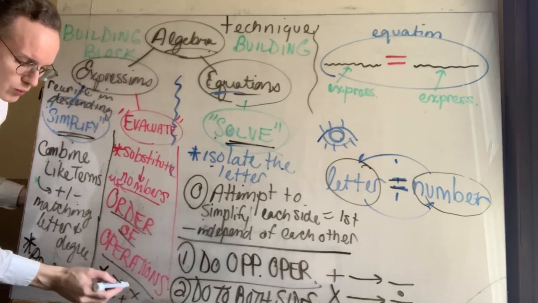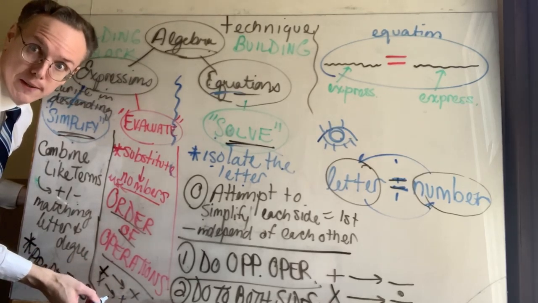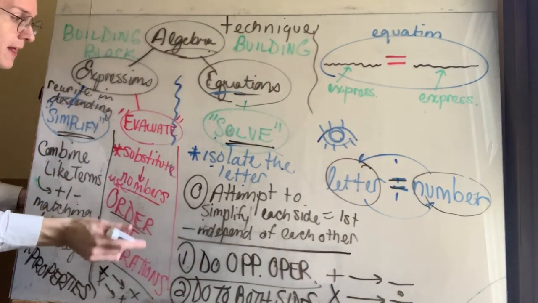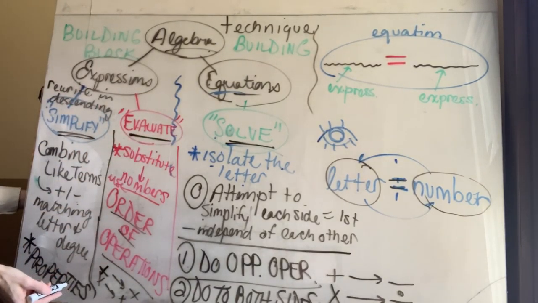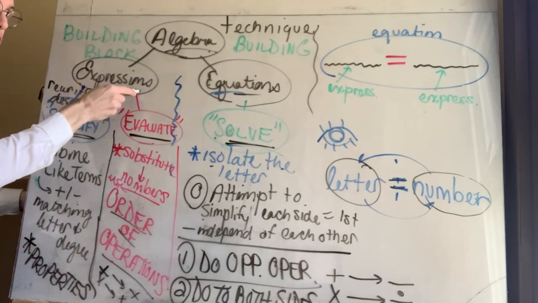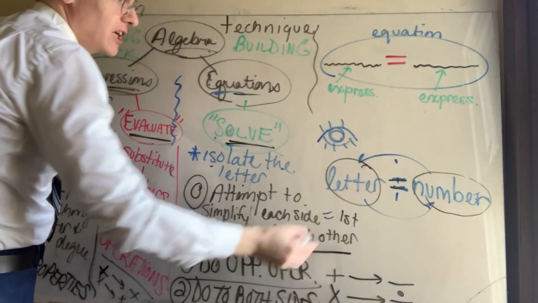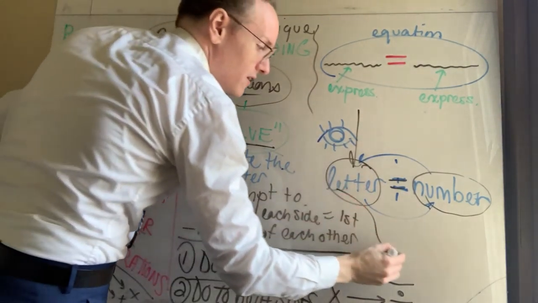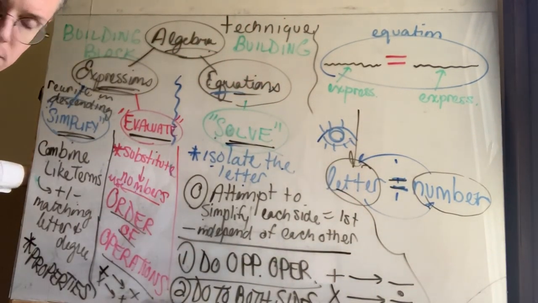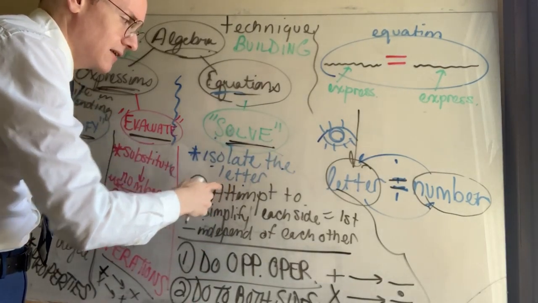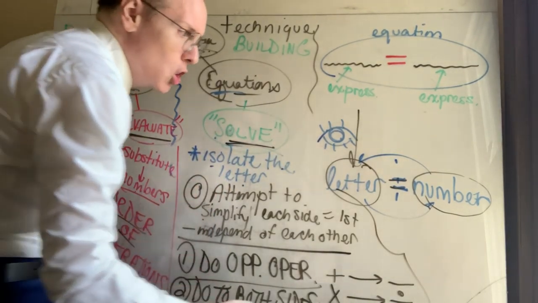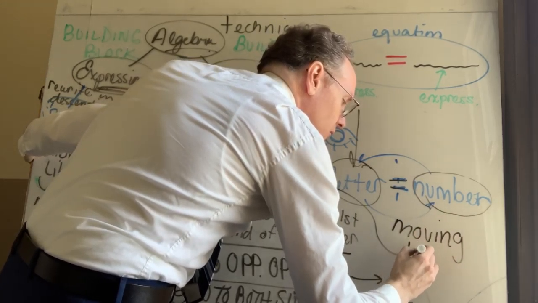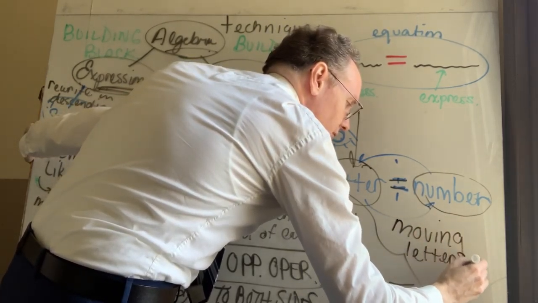If you see adding, you add. If you see multiplying, you multiply. You do the operation as they are given to you, right? That's evaluating an algebraic expression. That's if you're sticking with just one side. When you're trying to do this stuff with the goal of isolating the variable, the letter, you're moving things around. You're moving letters and numbers around.